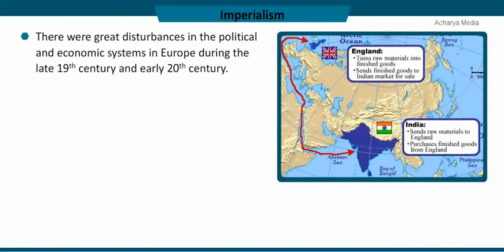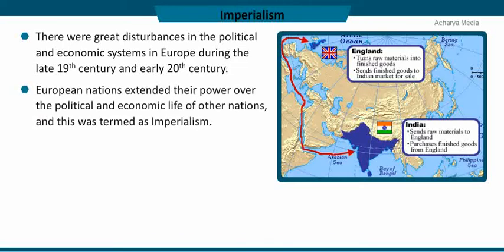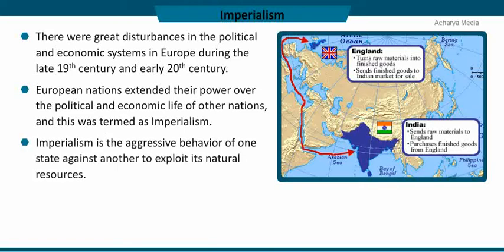Imperialism. There were great disturbances in the political and economic systems in Europe during the late 19th century and early 20th century. When these European disturbances forced the European nations to spread their authority over the political and economic life of other nations, it was termed as imperialism. The term imperialism originates from the Latin word imperium, meaning power. Imperialism refers to the policy of extending a country's rule over others, or a country's dominance over the political and economic interest of another nation to exploit its natural resources.